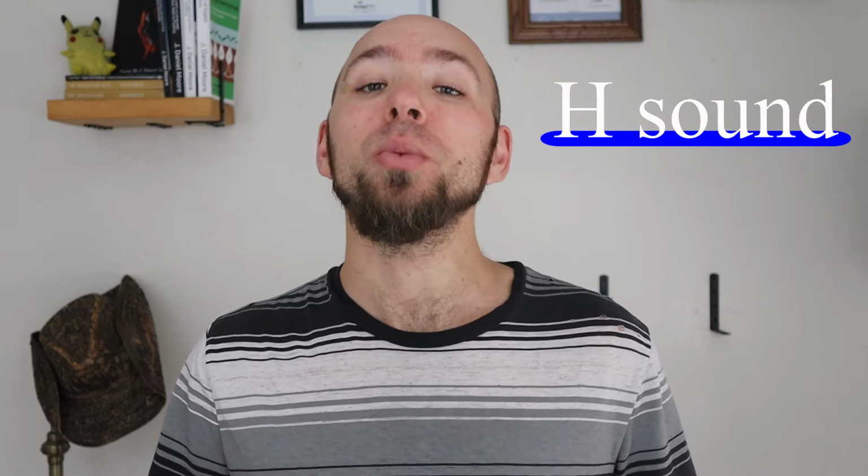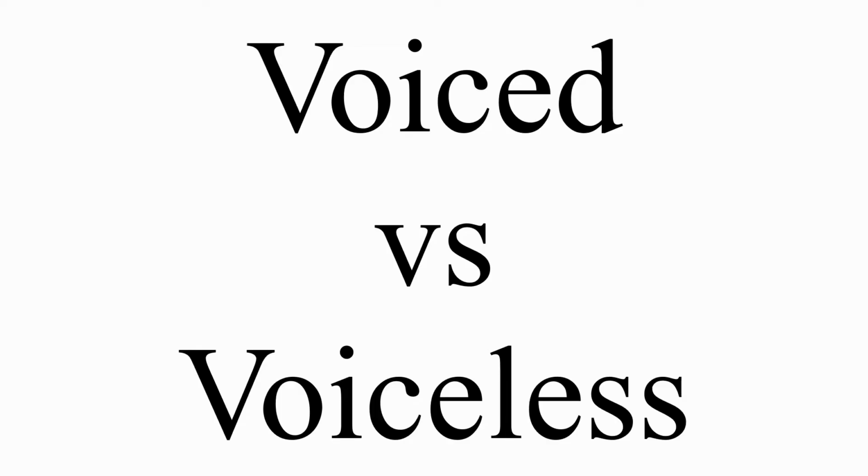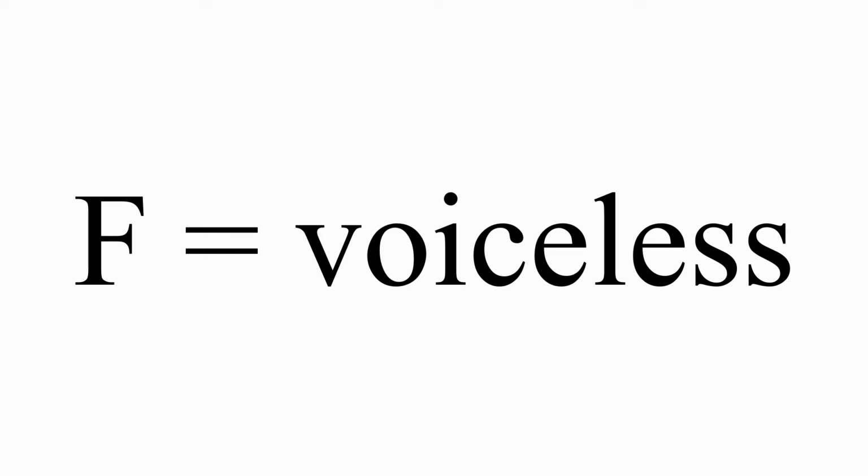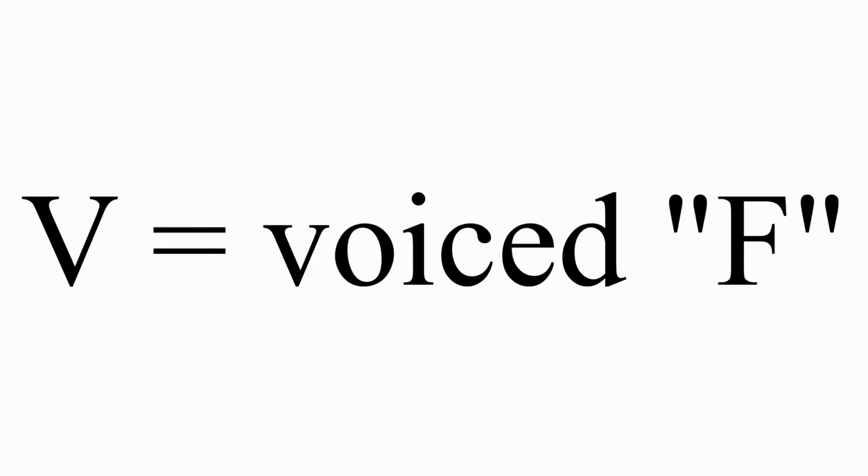Last time we talked about the H sound, and we introduced the concept of voiced and voiceless. Remember that voiceless is just air, it's just breath. So the F sound is voiceless. Voiced means that you vibrate your vocal cords to make some sort of sound. The V sound is the voiced version of the F sound. Same placement, same everything. The only difference is that you vibrate your vocal cords.